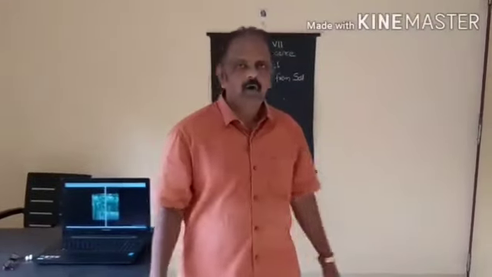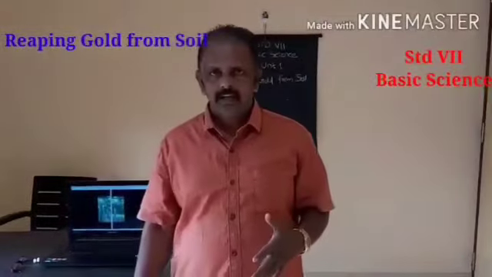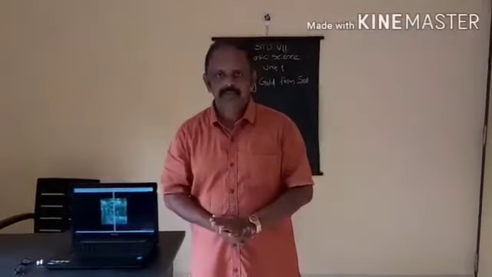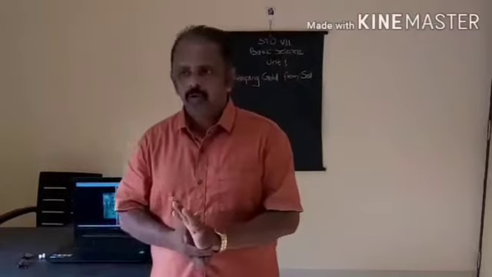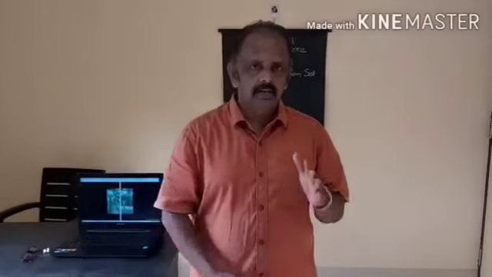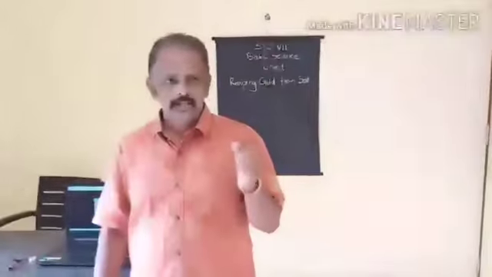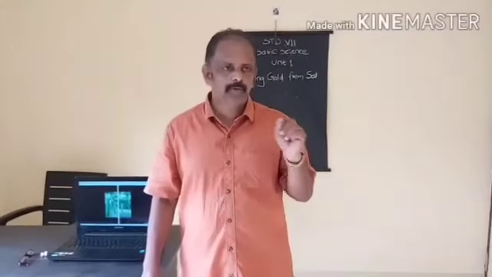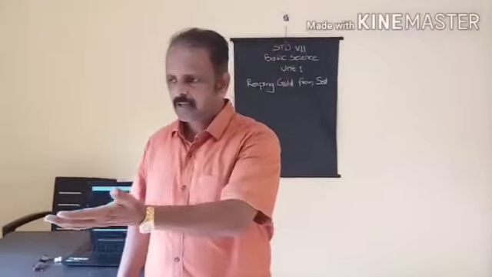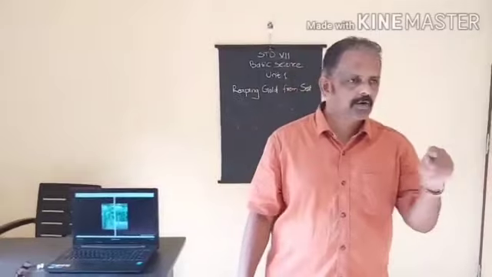The first lesson of the basic science standard 7 is reaping gold from soil. Okay, let us start. Look here. Do you know what are the factors you need for getting a good yield? What are the factors to be considered for good production? Can anybody say? Tell me, what are the factors to be considered to get a good crop?